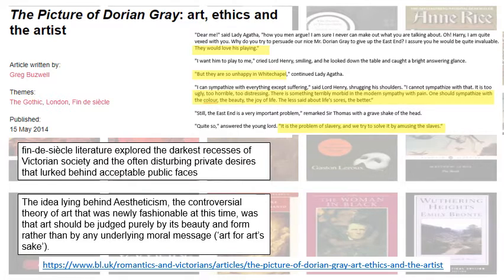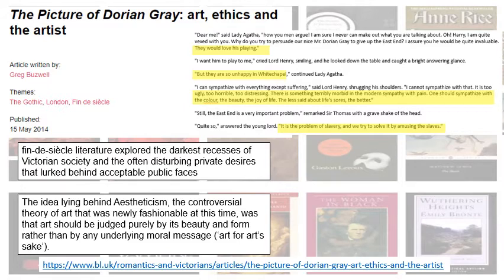It's by Greg Buswell, on the British Library, and this links to what we've just talked about in terms of Lord Henry's two faces: his almost happy, cheeky chappy personality when he's in public or with his friends, and then his true mask that he lets slip within this particular scene. So we know that the literature of the fin de siècle explored the darkest recesses of Victorian society and the often disturbing private desires that lurked behind acceptable public faces. That's certainly a quote from Buswell that we can apply to Lord Henry in this position.